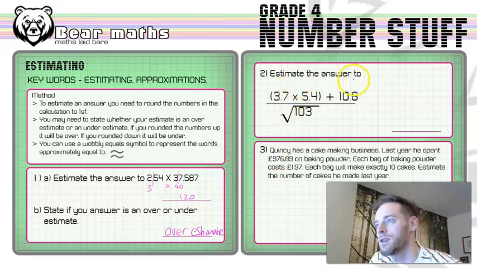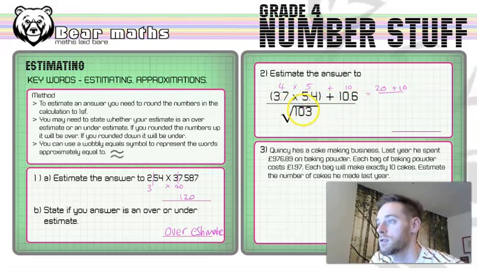Estimate the answer to this particular awkward looking calculation. Again, we don't have to worry about trying to do this all without a calculator. It would take ages. So 3.7, let's round that. That's going to be the number 4. That's going to be multiplied by 5.4, which would turn into 5. So that in the brackets would be 20. Plus, and this number here would just become 10. So 20 plus 10 is the calculation that we've got. I'll write it out here, 20 plus 10, over the square root of 103.